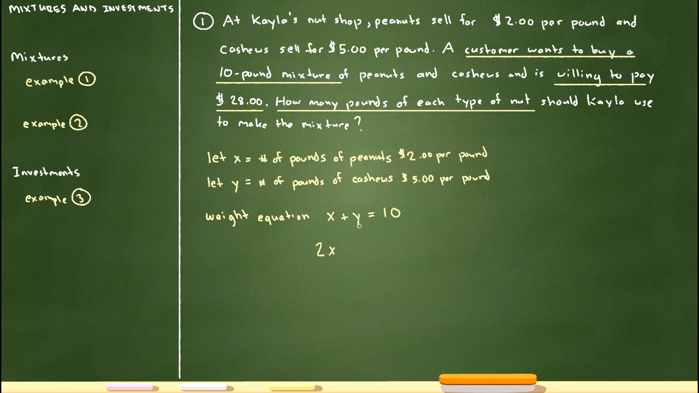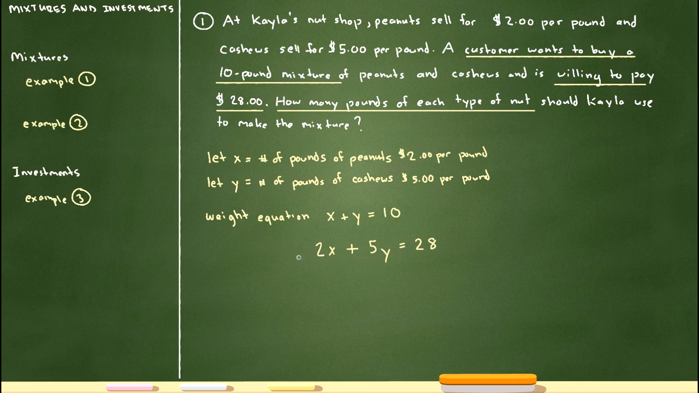And how much is he spending on cashews? Well, he's buying y pounds of cashews, right? Something we don't know, we just write down y. But for every pound he buys, it's going to cost him $5. So he's spending this amount of money on peanuts, and he's spending this amount of money on cashews. When you add that up, we're going to obtain, what do we want from this equation? We want it to equal 28.